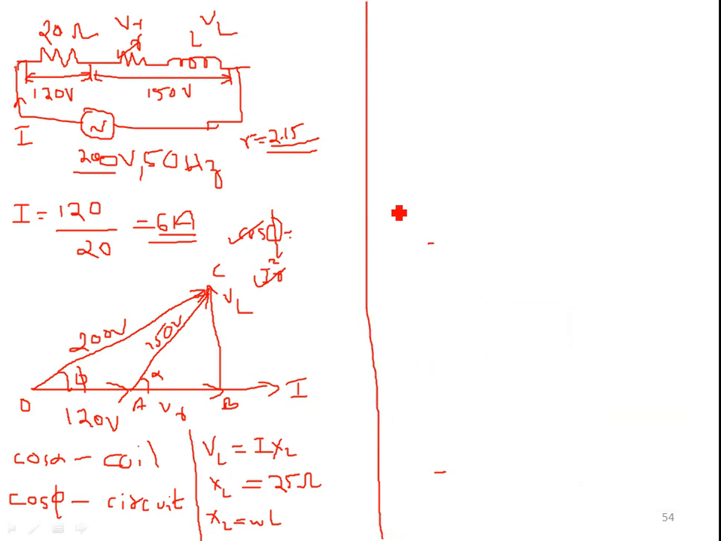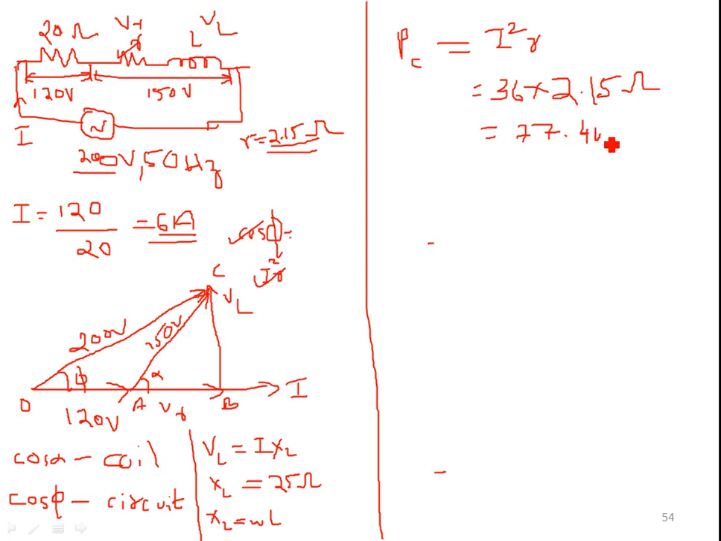What we need to find is the power loss in the coil, I square r. Power loss in the coil, PC, is given by I square into small r. What is I? Current is 6 ampere. So it is 36 into small r, which is 2.15 ohm. Therefore, power loss in the coil is I square into r, so that is 36 into 2.15. That comes to around 77.4 watts. So that is the power loss in the coil, PC.